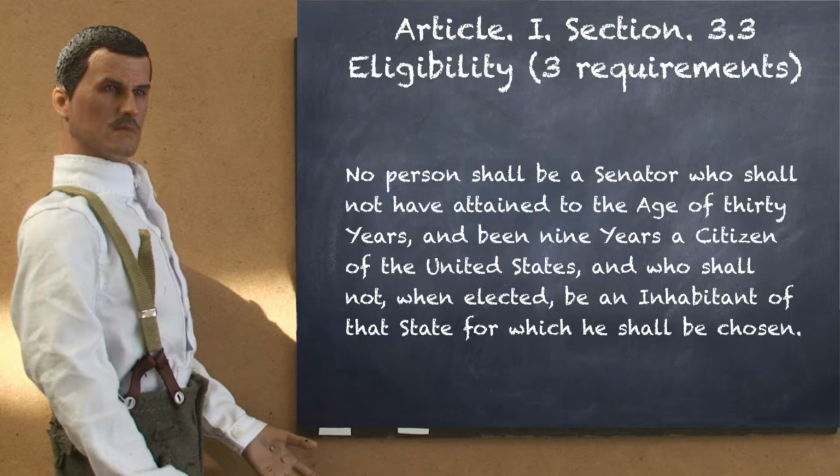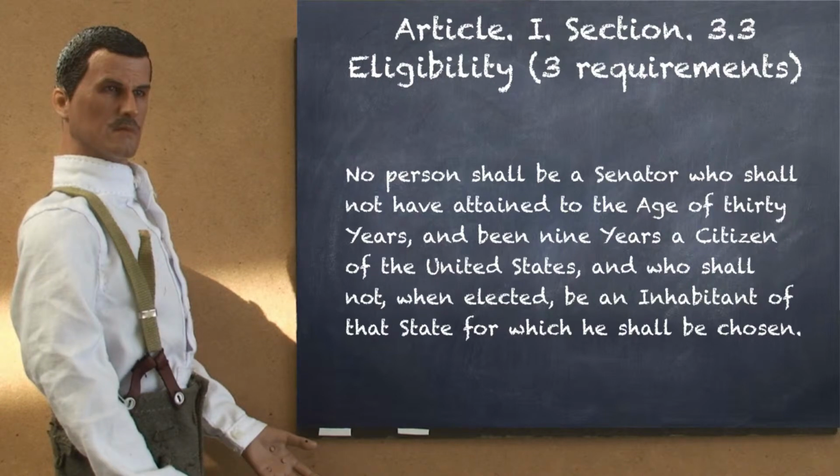Okay, let's go to Section 3.3. This is the eligibility requirements for senators. And the words say, no person shall be a senator who shall not have attained to the age of 30 years and been 9 years a citizen of the United States and who shall not, when elected, be an inhabitant of that state for which he shall be chosen.